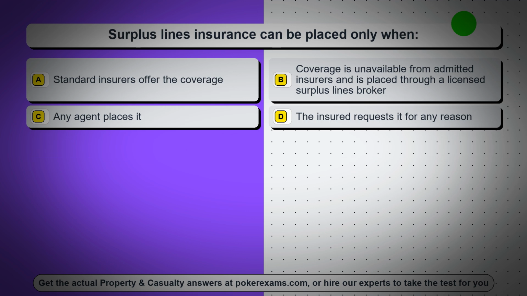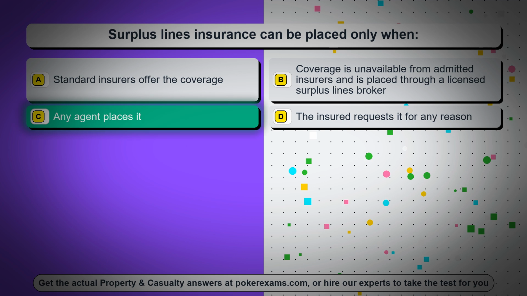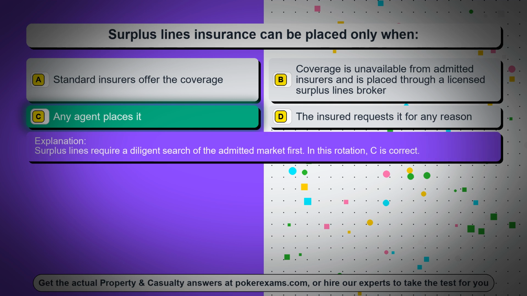Question 82. Surplus lines insurance can be placed only when: option A, standard insurers offer the coverage, option B, coverage is unavailable from admitted insurers and is placed through a licensed surplus lines broker, option C, any agent places it, option D, the insured requests it for any reason. The correct answer is option C, any agent places it. Surplus lines require a diligent search of the admitted market first. In this rotation, C is correct.